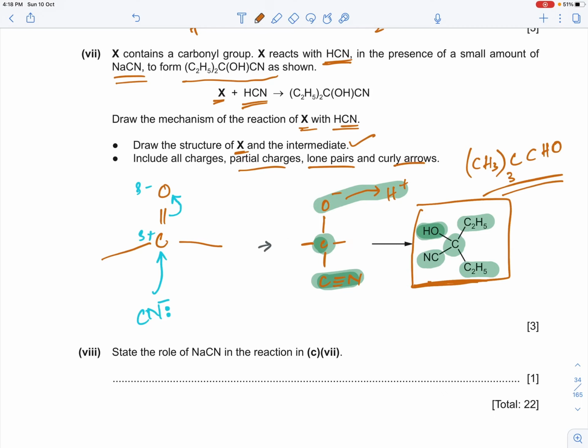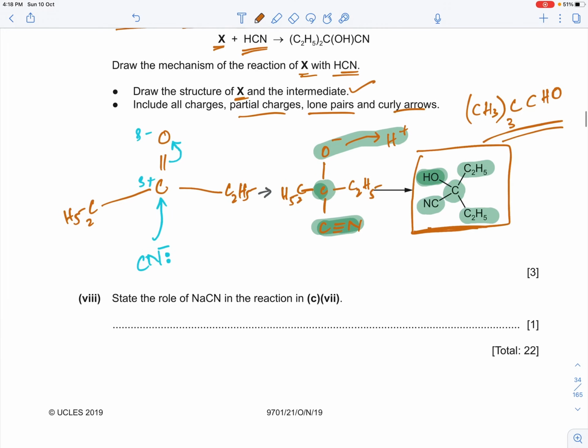So the structure of X is C2H5, and here also C2H5 and C2H5. So this is the simple way of identifying the structure, right? We just draw what the actual mechanism is, and then from the final product we find the structure of X. Now state the role of sodium cyanide in the reaction. The role of sodium cyanide is that it acts as a catalyst. Okay, so this is the end of the question.